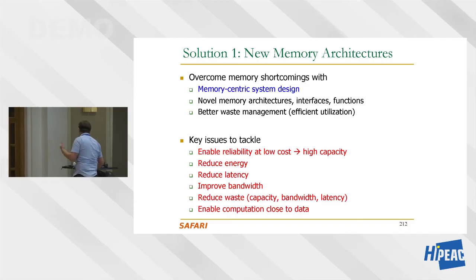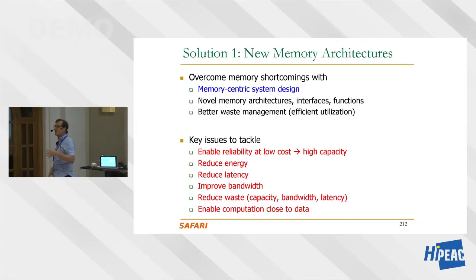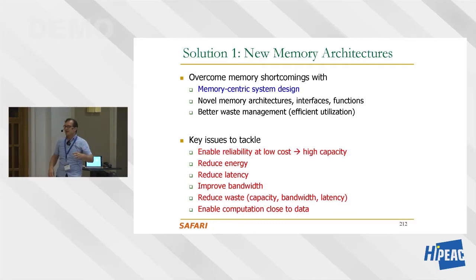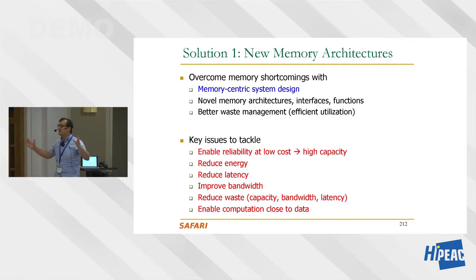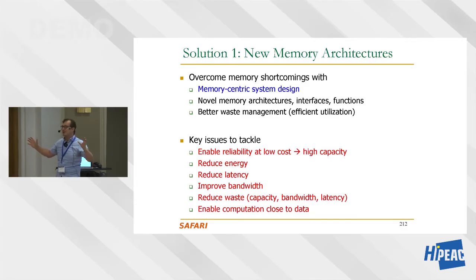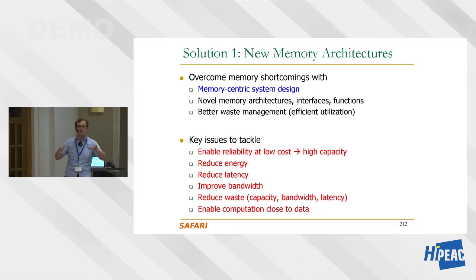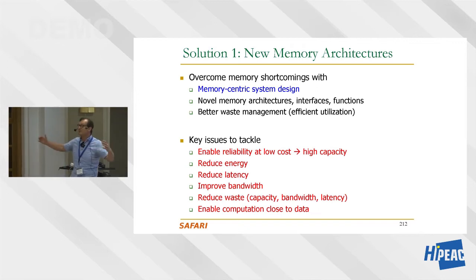Okay, so for this, I think we need to look at novel memory architectures, interfaces, and functions, and also we need to examine the waste we have in memory. And memory has a lot of waste, actually. There have been a lot of works that show that, let's say 30, 40, 50% of your memory is storing zeros. Does it really make sense to store zeros? Per Stenstrom had a paper, for example, at ISCA in 2005 that showed 30% of main memory in general purpose application is all zeros. So you can actually compress memory much better.